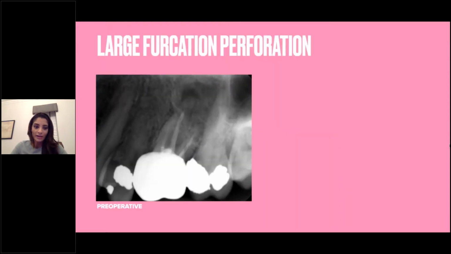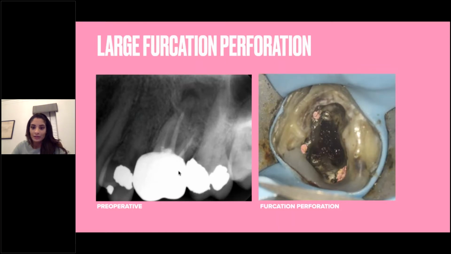This is quite an interesting case. This gentleman presented to me with a large buccal swelling, continuous pain since he'd had this upper 6 root treated. He had a crown on top of it that was done after the root canal treatment was done. When I removed the crown and the coronal restoration, this is what I found. There was a huge perforation on the pulp floor.